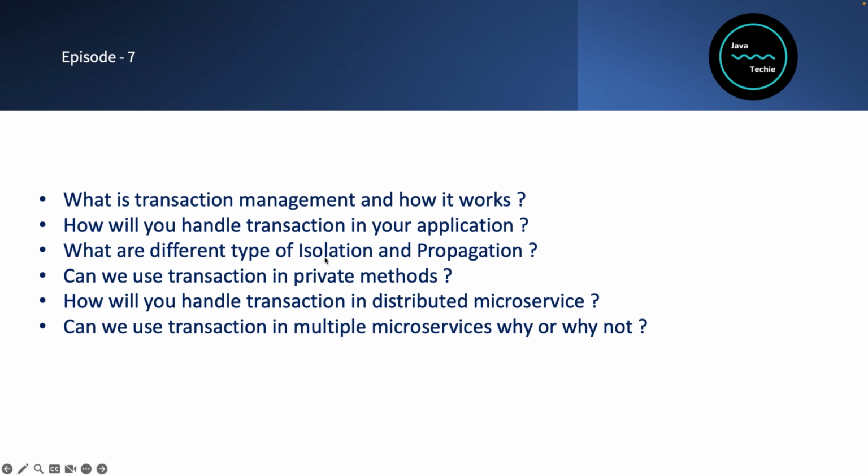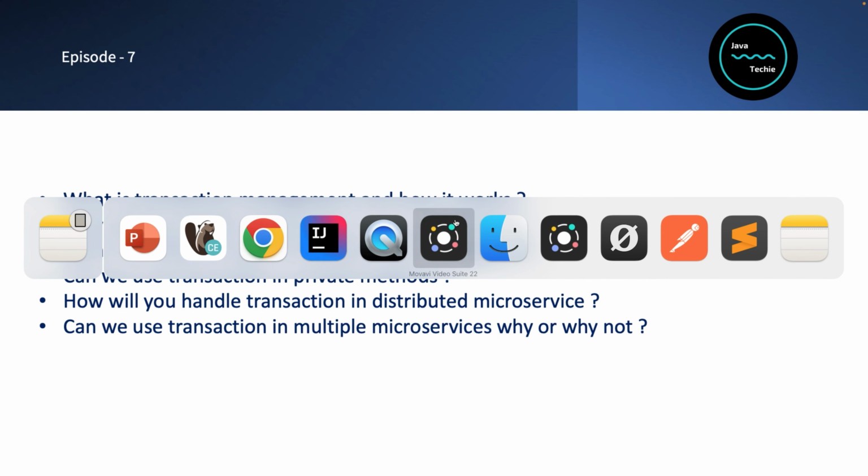What are the different types of isolation and propagation? Now again, this is another tricky question from the interviewer's perspective to know how strong you are in isolation, propagation and transaction. Knowing the transaction theory, how it works, does not help you. You should know the different types of isolation and propagation levels in a transaction. Now let's first understand what is isolation and what is propagation, then we'll deep dive into the different levels of isolation and propagation. So first, let's understand isolation.